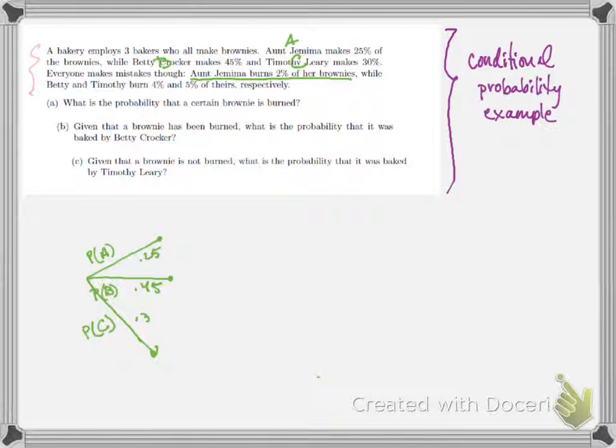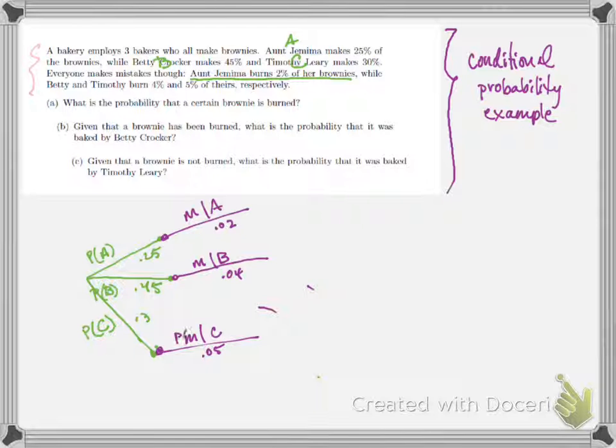So our next line will give us information based on going down these lines. So the brownies are either burnt or they're not burnt. So that's the second set of branches. We can't use B because we've already used B, so we'll say M for mistake. So there's a mistake given that it came from Aunt Jemima's, which is our event A, with 0.02. There's a mistake given that it came from Betty Crocker with 0.04, and there's a mistake given that it came from Timothy Leary with probability 0.05.